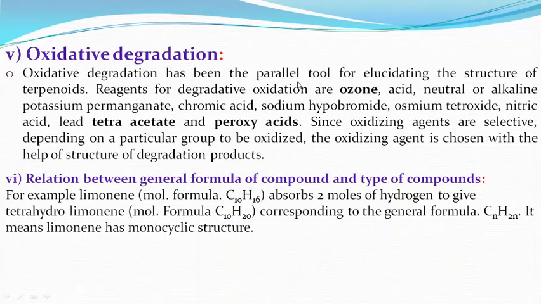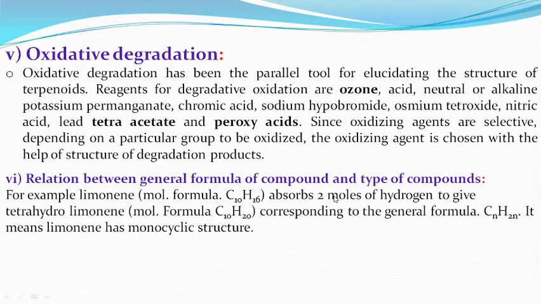It has been a parallel tool for elucidating the structure of terpenoids. Reagents are ozone, acid, neutral or alkaline potassium permanganate, chromic acid, sodium hypochlorite, osmium tetraoxide, nitric acid, lead tetraacetate and peroxy acids. Since oxidizing agents are selective depending on the particular group to be oxidized, the oxidizing agent is chosen with the help of structure of degradation products.